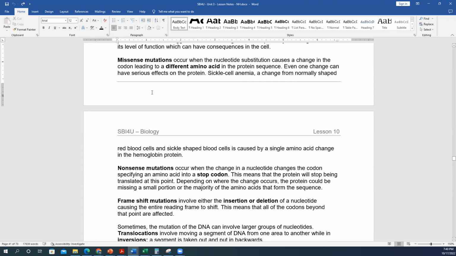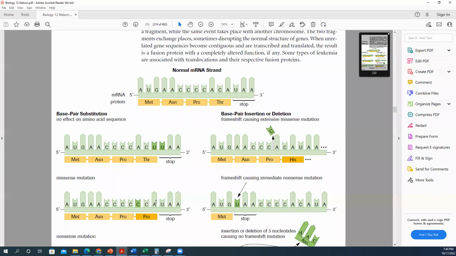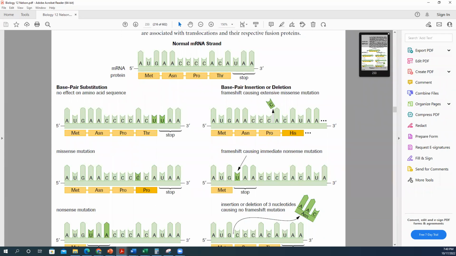And that is when the nucleotide substitution causes a change in the codon that makes it code for a different amino acid altogether in the protein sequence. So let me see if there's an example of a missense mutation here. For example, here is your normal RNA strand. The mRNA reads AUG, AAC, CCC, ACA, UAA, which means stop.